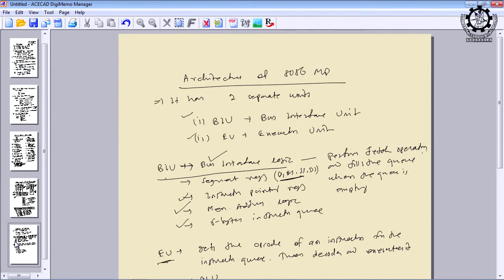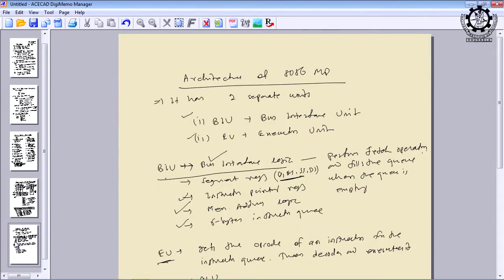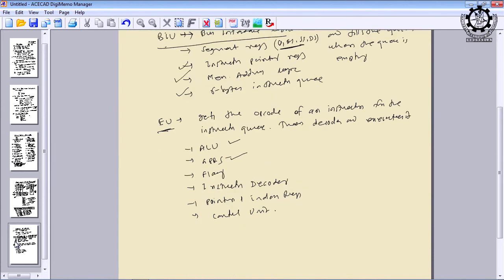And it is the execution unit which will get the instructions or opcodes from the instruction queue and execute inside it. And it includes these components: ALU, that is arithmetical logical unit, and a set of general purpose registers and flag registers, instruction decoder, pointers and index registers. What are the pointer registers? Base pointer and stack pointer. Base pointer and stack pointer registers and index registers. There are 2 index registers, one is SI, another is DI, and of course, the control unit.